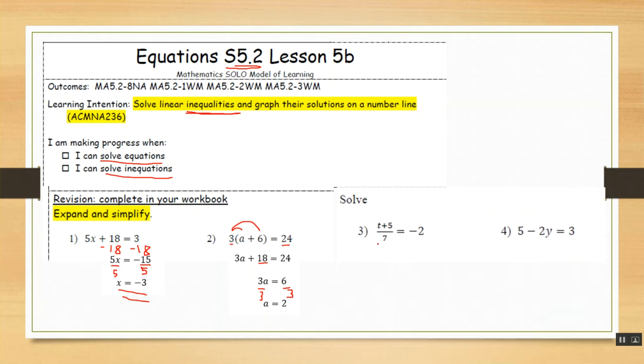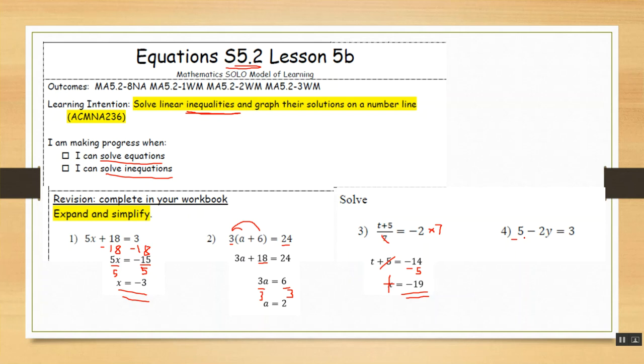Question 3. Again, you might like to pause the video and try them before you watch the solution. For these ones, times both sides by 7. So this comes over here. Minus 2 times 7 is minus 14. And then take away 5 from both sides. So that should be t equals minus 19.